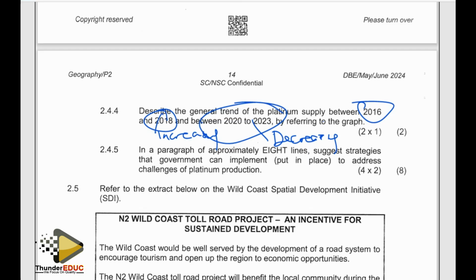Then you can also talk of policy interventions and supporting mining companies. The government should implement policies that are favorable for the operation of the mines, such that they help solve some of the problems that the companies face. And also the government should invest in infrastructure development.